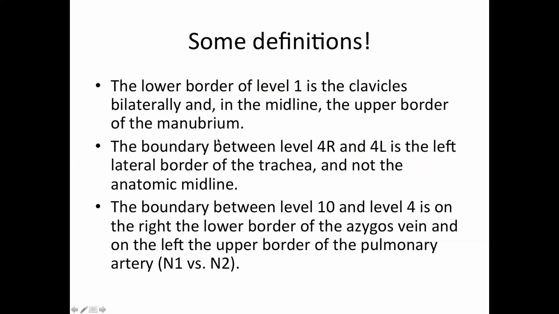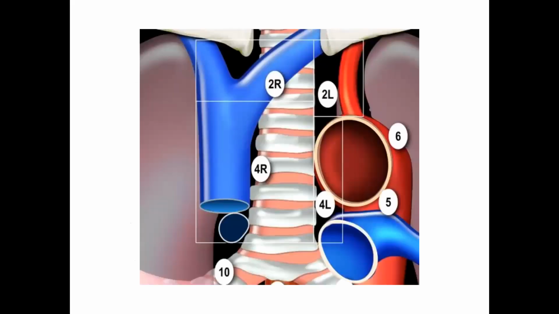Another important boundary, that between 4R and 4L, is the left lateral border of the trachea, not the anatomic midline. So I'll just say that again. The boundary between level 4R and 4L is the left lateral border of the trachea, not the anatomic midline.